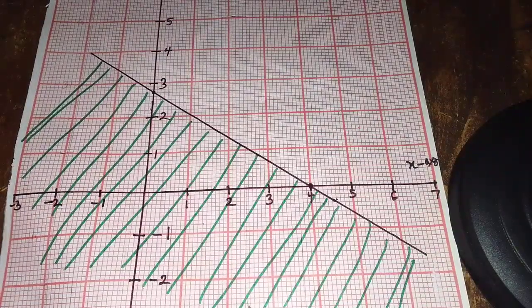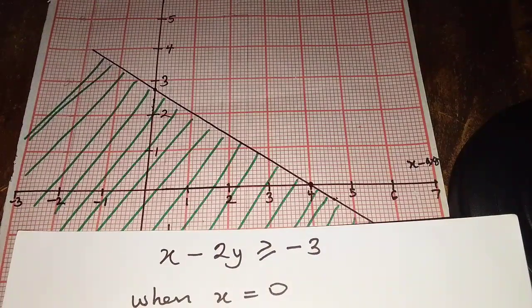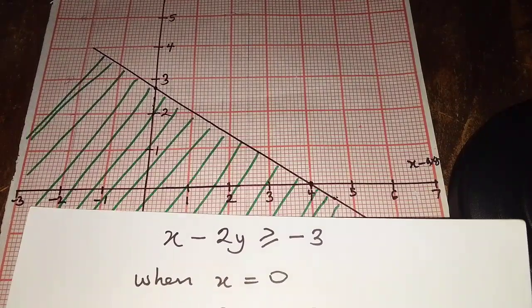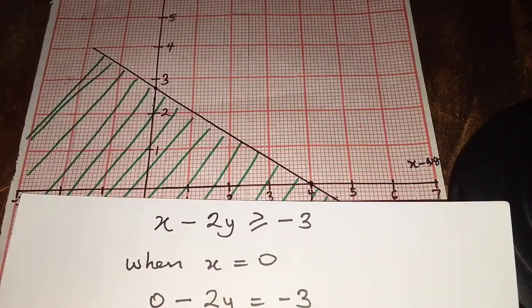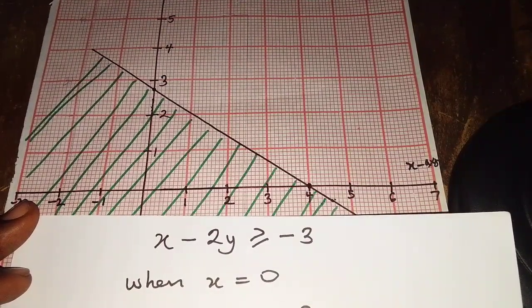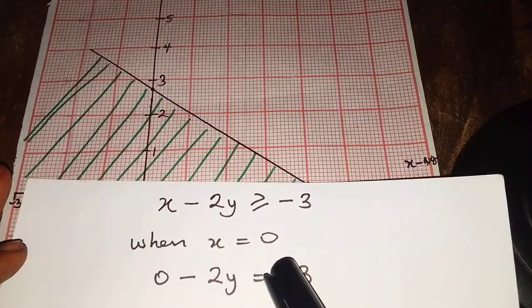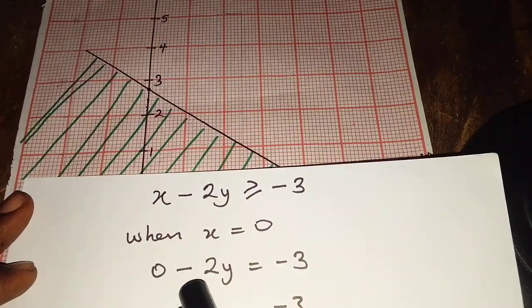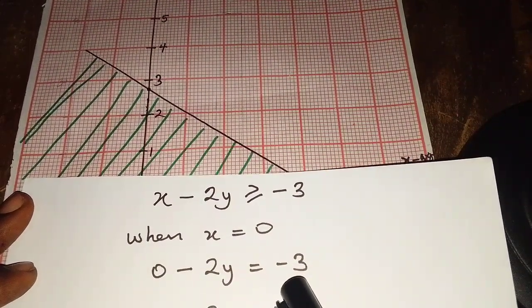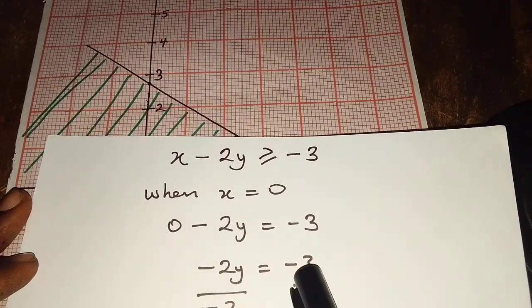Now let's go to the second inequality. The second inequality is x minus 2y greater than or equal to minus 3. We are going to get the coordinates for this also. When x is equal to 0, what will be the value for y? Substitute 0 for x: 0 minus 2y gives us minus 2y is equal to minus 3.